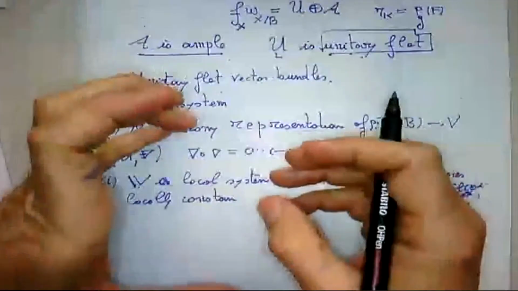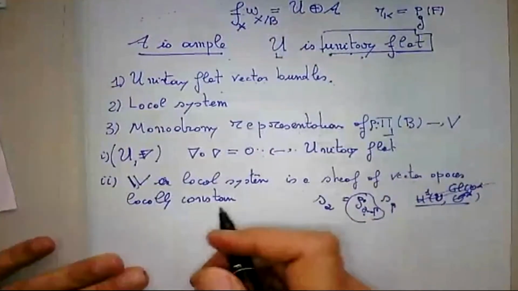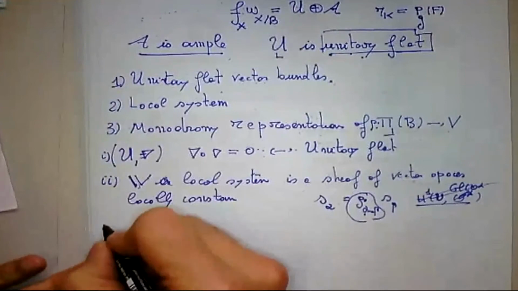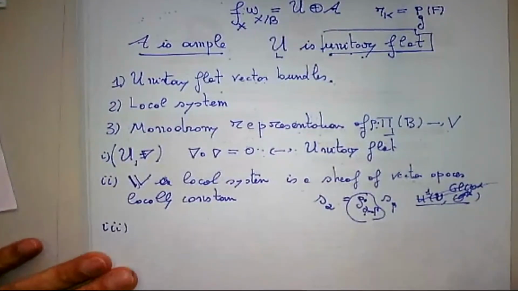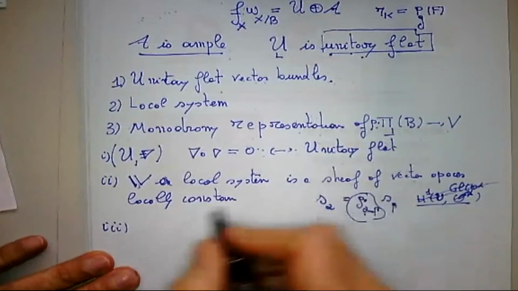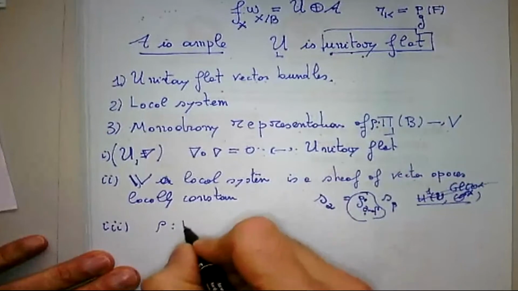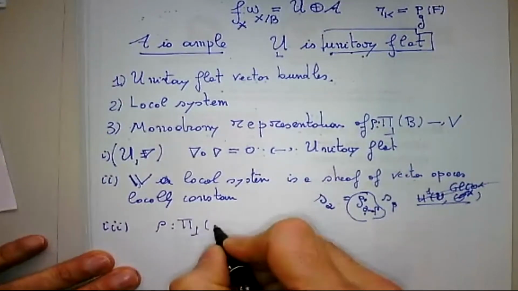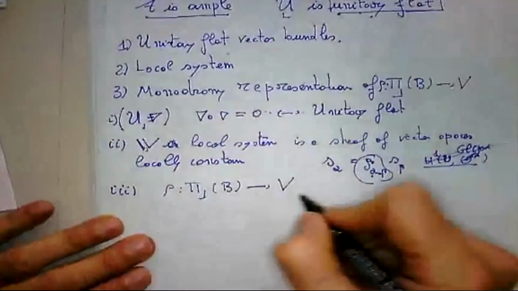So at each point, you have a vector space, but if you move a bit, it's the same vector space. And the monodromy representation, well, this is actually, as you can imagine, a group homomorphism from the first fundamental group to the vector space.